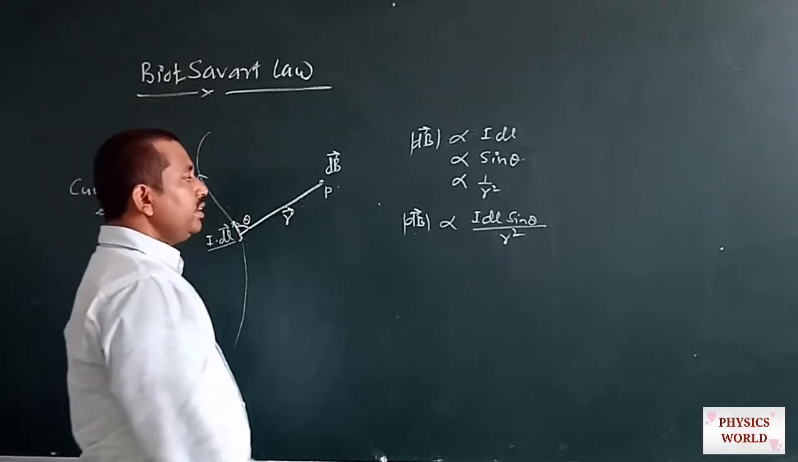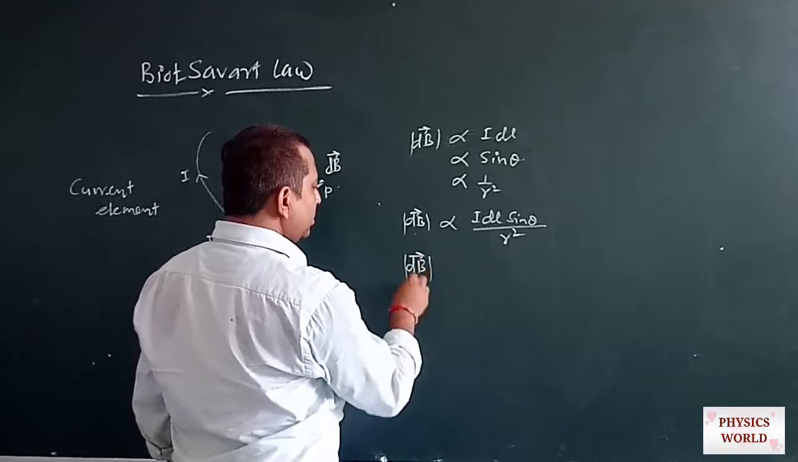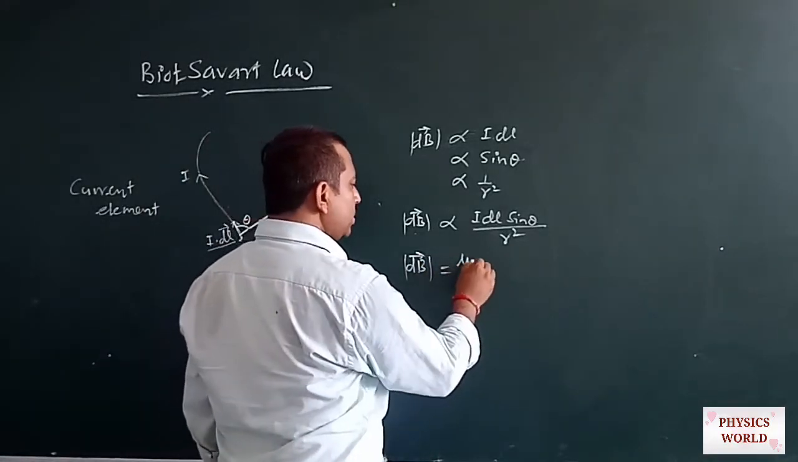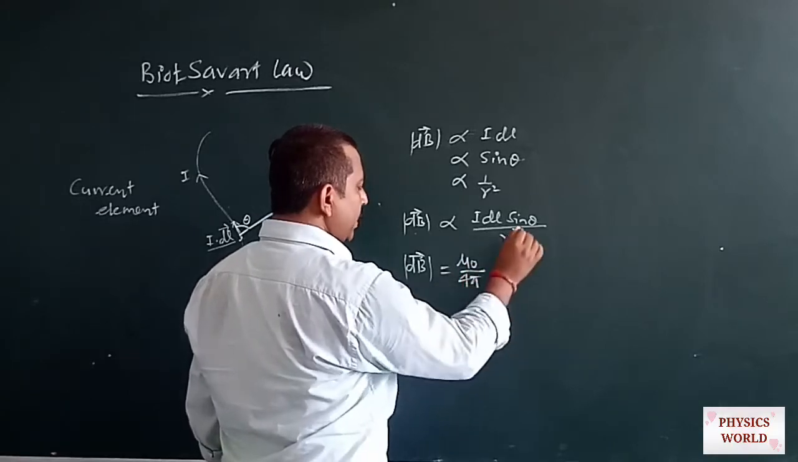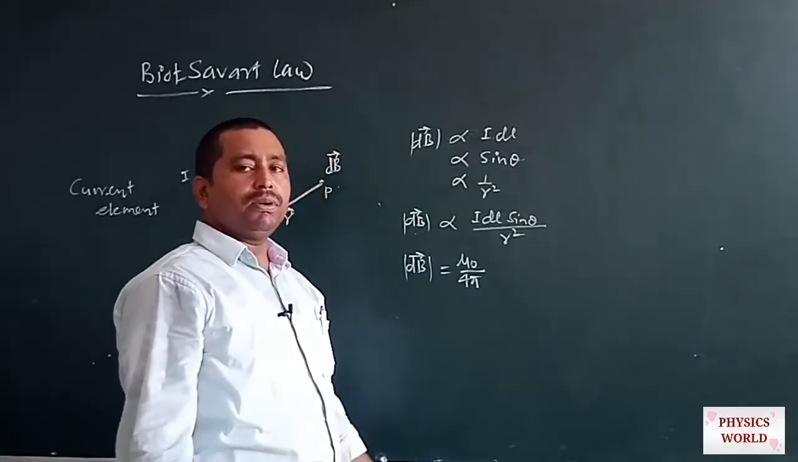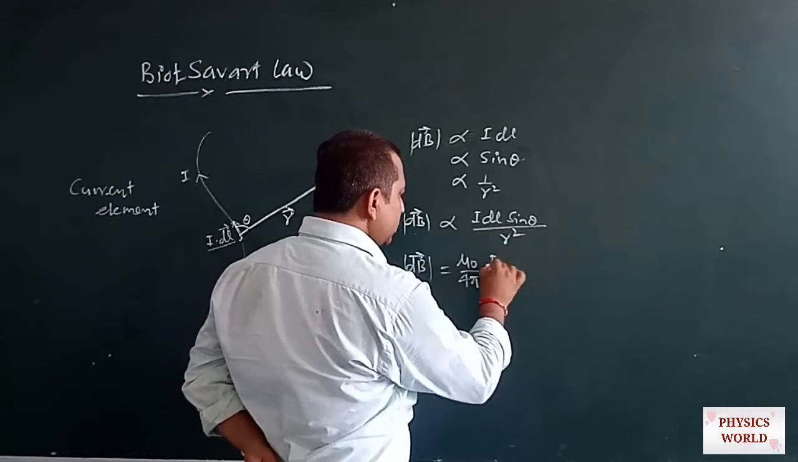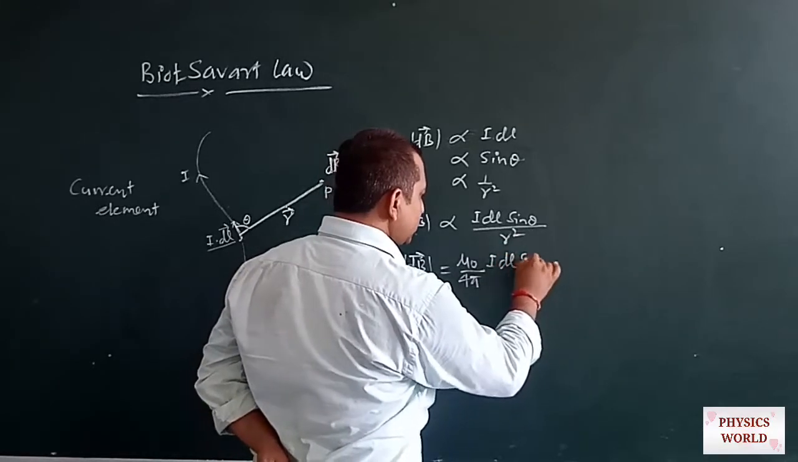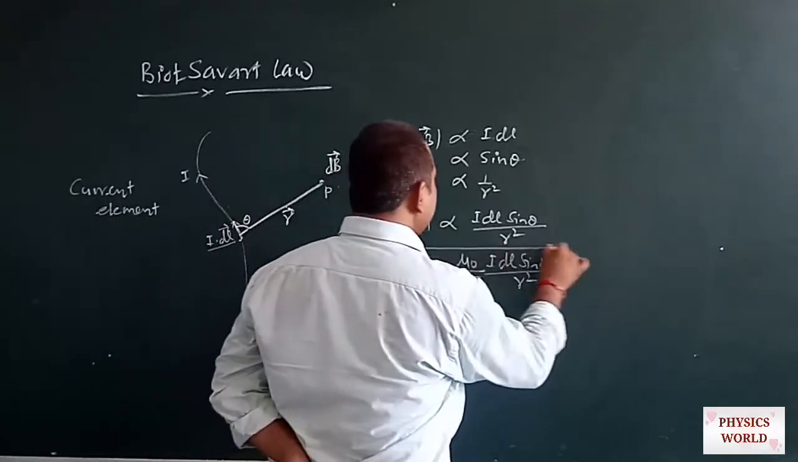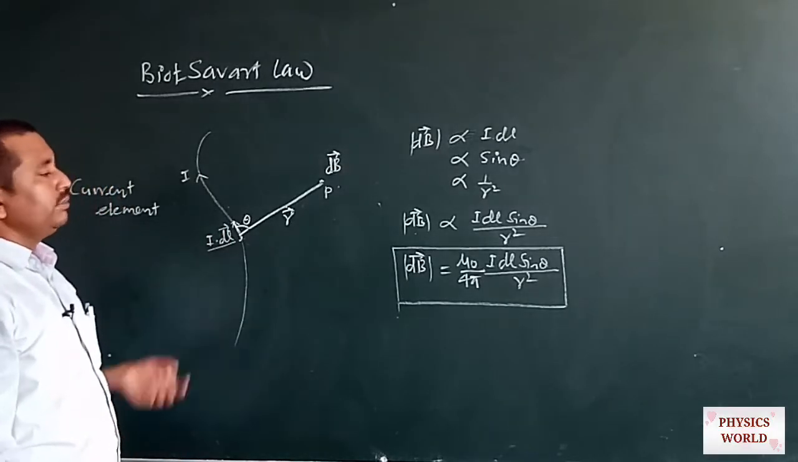If we remove this proportionality sign, we get a constant that has a value of mu 0 upon 4 pi. This proportionality constant is obtained with the help of experiment. So dB will be equal to mu 0 upon 4 pi into I dl sine theta divided by r square. So this is the magnitude of the magnetic field due to this small current element. This is the simple Biot-Savart law.